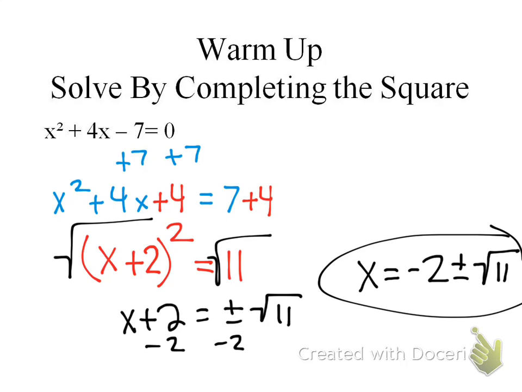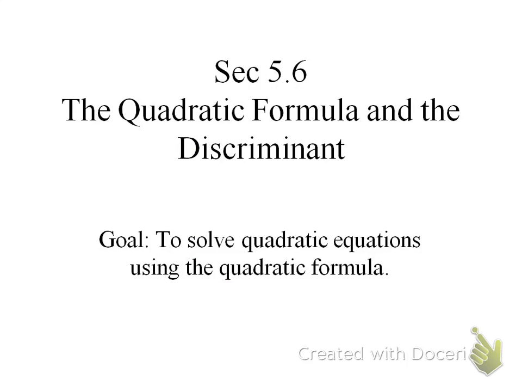Remember, if you don't like completing the square, we're actually learning the alternative to completing the square today. It is called the quadratic formula. This is section 5-6. We are doing 5-7 on Wednesday, 5-8 on Thursday, homework check Friday, review Monday, test next Tuesday.